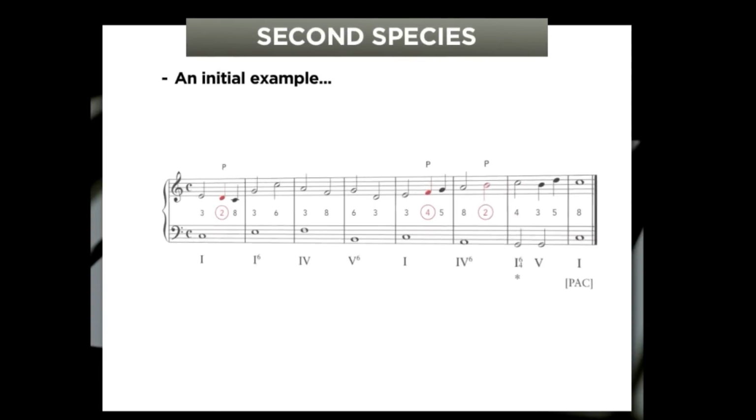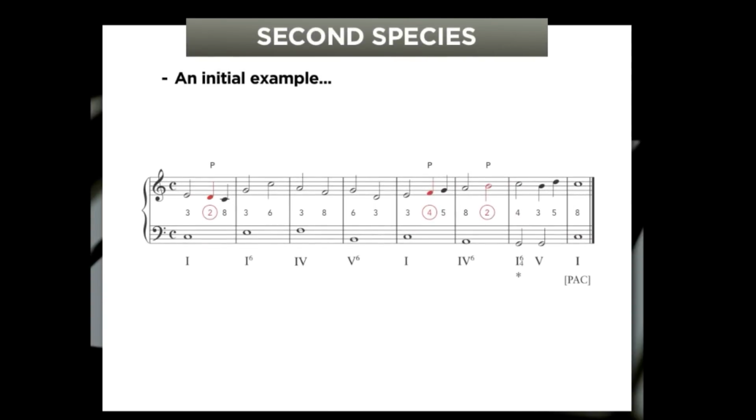Let's start by looking at an actual example. Here is a baseline that's very similar to the one that started our lesson last week, but here's a second species counterpoint written over it, and you can see immediately some things are different. The rhythm again is different, and then now there are these red notes labeled with P's that we'll want to talk about in a moment. So what do the P's indicate? The P's indicate what are called passing tones.